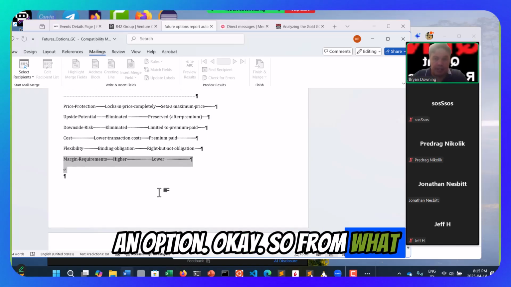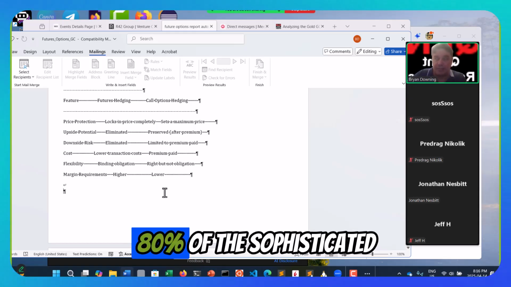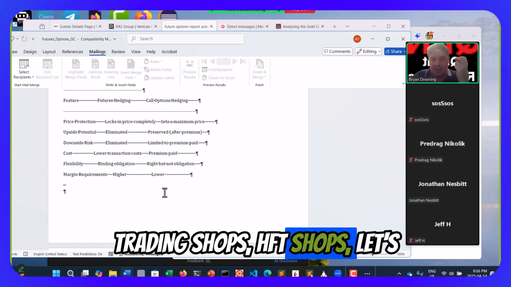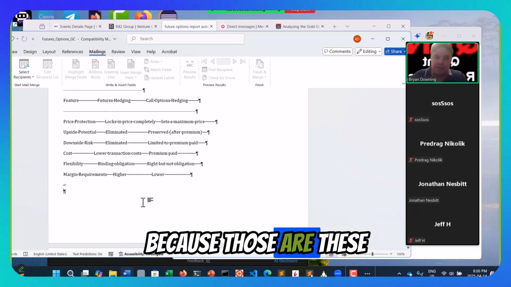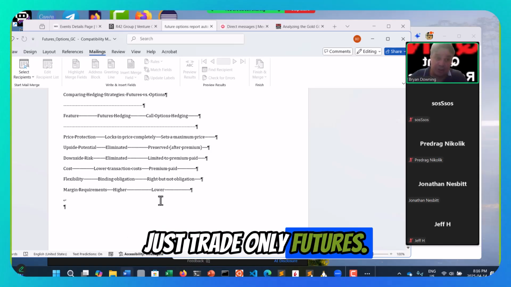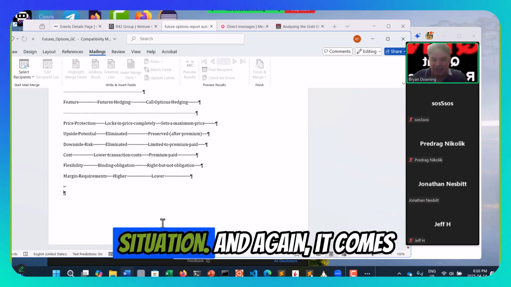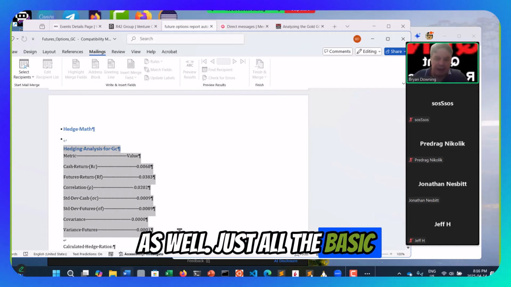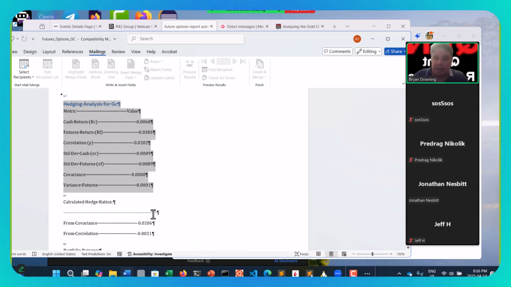From what I understand, a lot of the institutions, the stat is 80% of the sophisticated trading shops, HFT shops, let's say, will have 80% of their trades in the options market because of these advantages. There will be the odd time where they may trade only futures, depending upon the economic or trading situation. And again, it comes back to all the fun hedge math, just the basic stuff. But a lot of shops will have their own custom modeling as well.